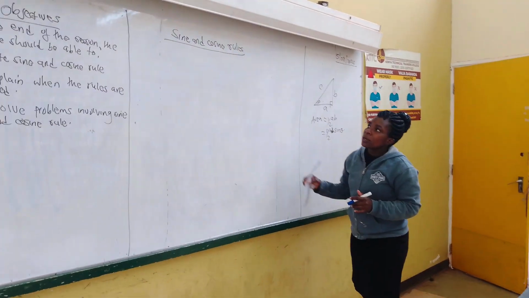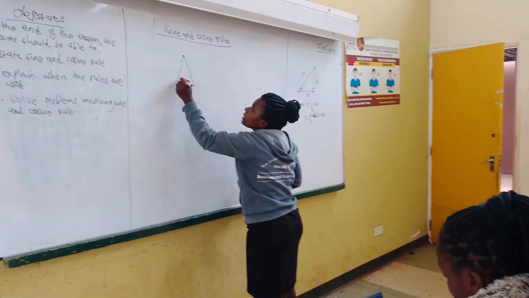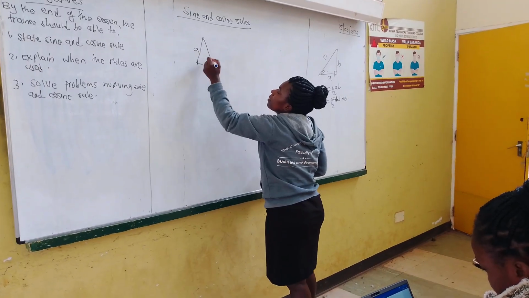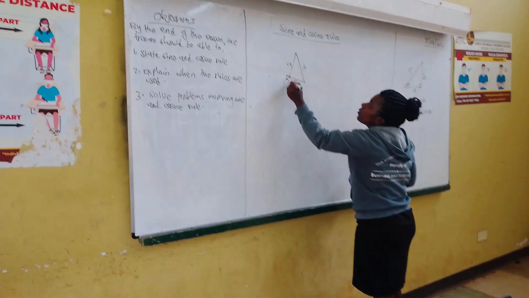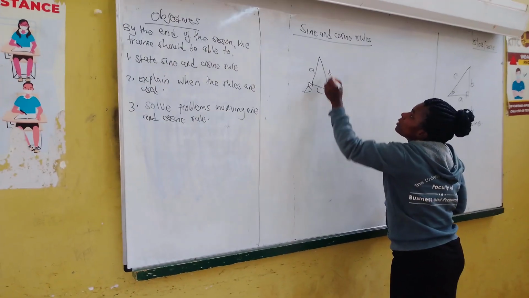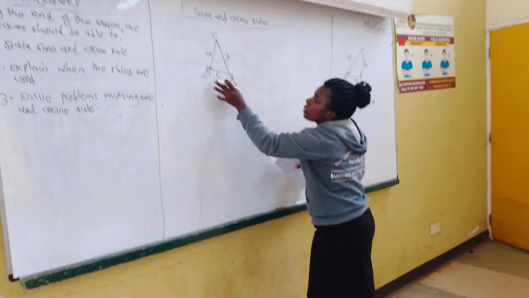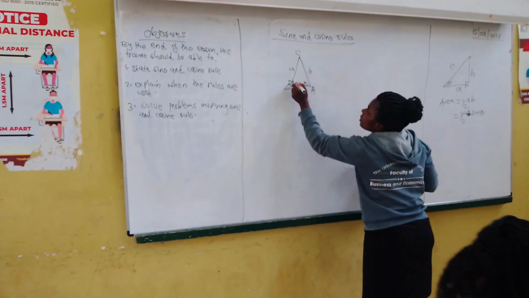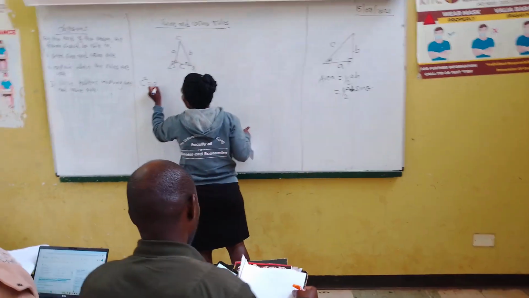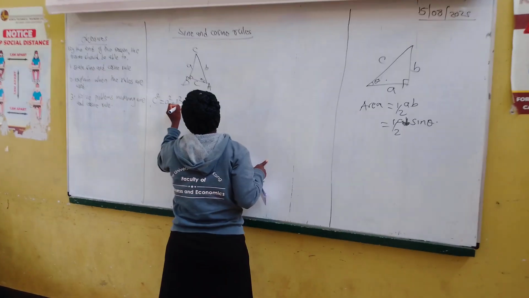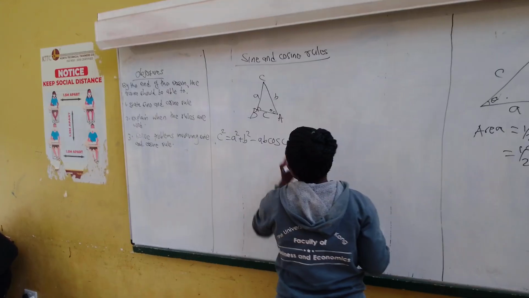We use cosine rule when we have been given two sides without the angle. When you have been given both sides without what? Without the angle. Meaning that when we have these as the angles and sides, we say that c squared is equal to a squared plus b squared minus 2ab cos C.